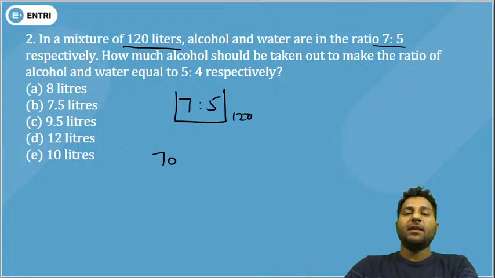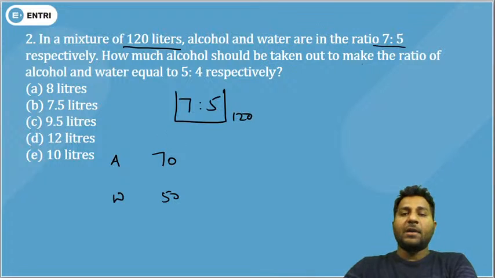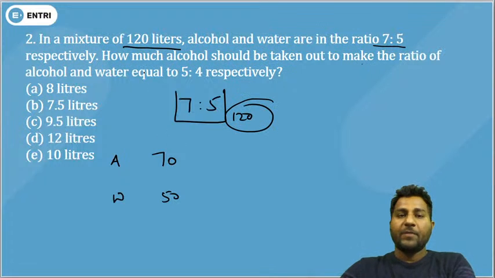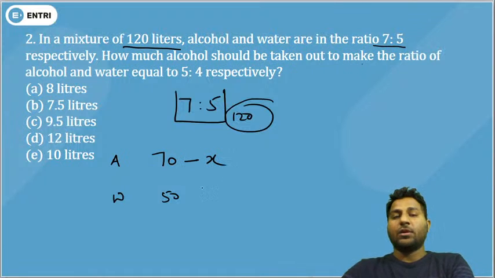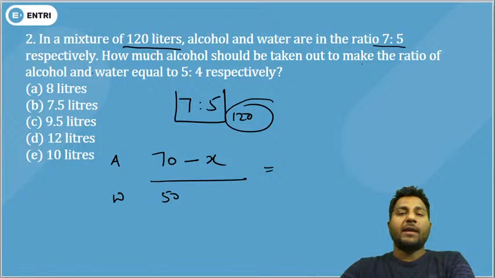So 70 was alcohol and 50 was water, 50 liters among 120 liters. How much alcohol should be taken out? So let's say that x liters of alcohol has been taken out, and the ratio of alcohol to water will become 5:4.